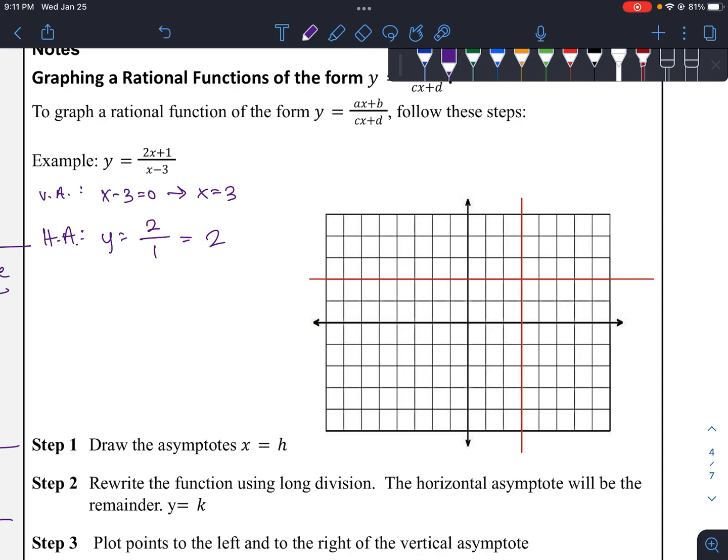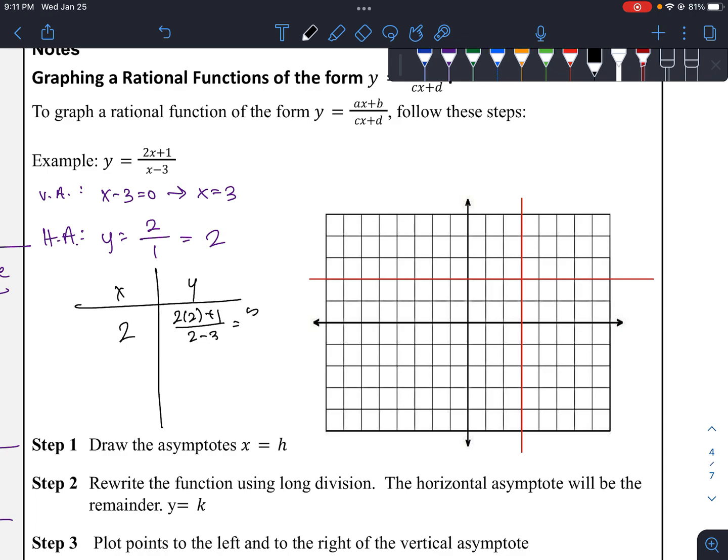So you would just have to plug in random points. So in this case right here, I would plug in numbers that are around here. So this is x equals 1, 2. So you can make a table, x and y, and you can plug in 2. Okay, if you plug in 2, you get 2 times 2 plus 1 over 2 minus 3.